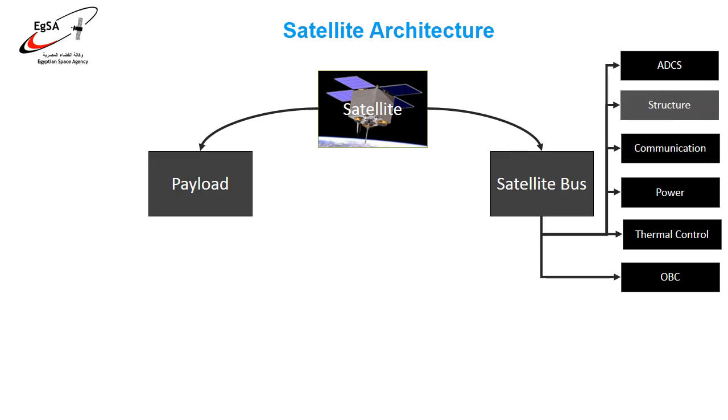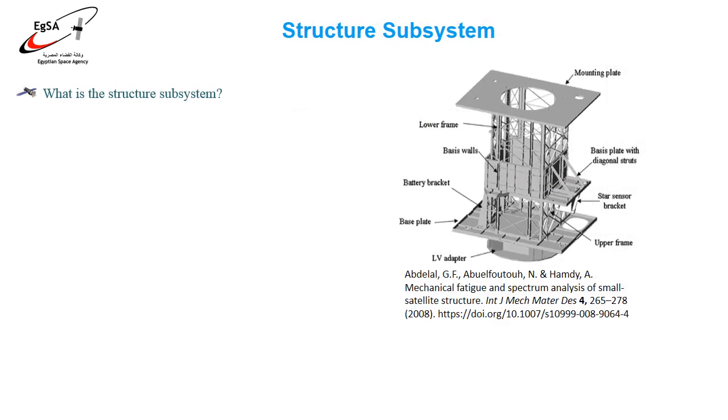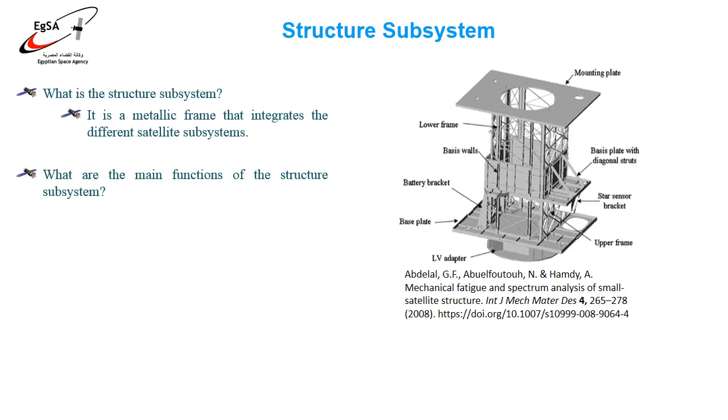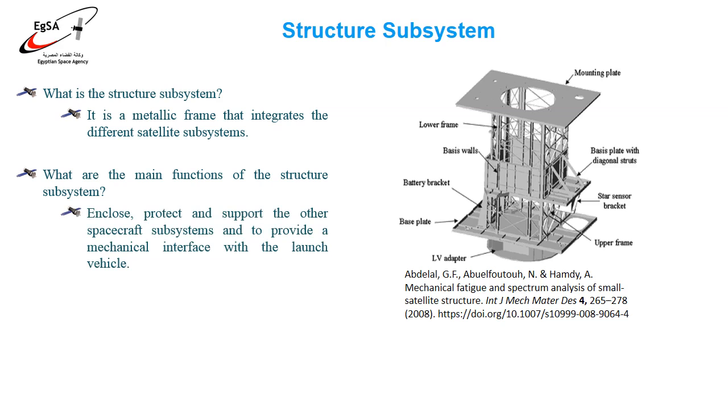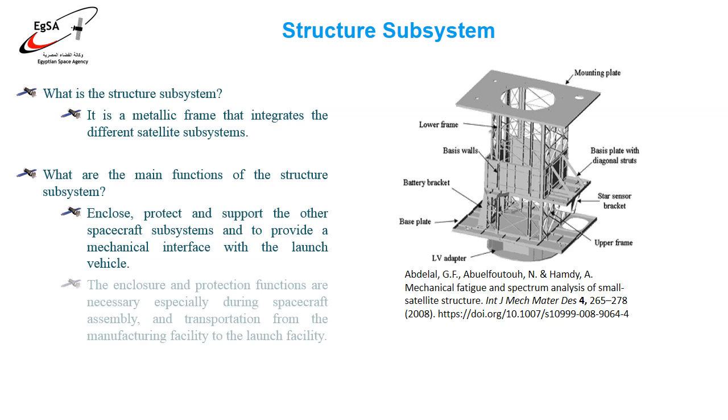Now we move to the second subsystem, the structure subsystem. What is a structure subsystem? It is a metallic frame that integrates the different satellite subsystems. What are the functions of the structure? The functions of a structural subsystem are to enclose, protect, and support the other spacecraft subsystems and to provide a mechanical interface with the launch vehicle. The enclosure and protection functions are necessary, especially during spacecraft assembly and transportation from the manufacturing facility to the launch facility.